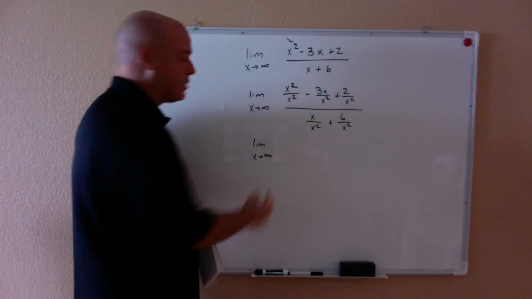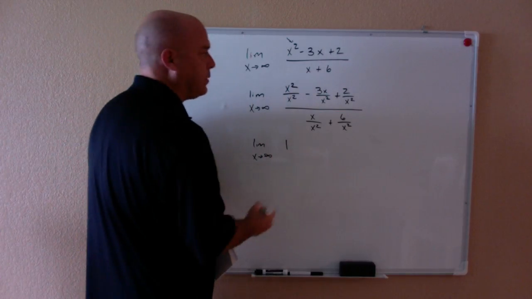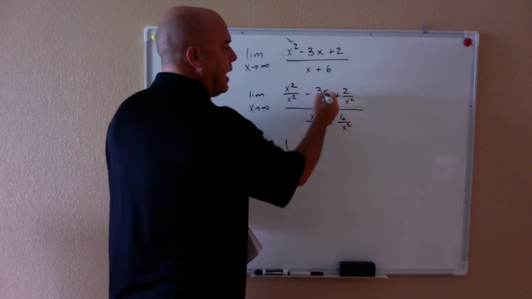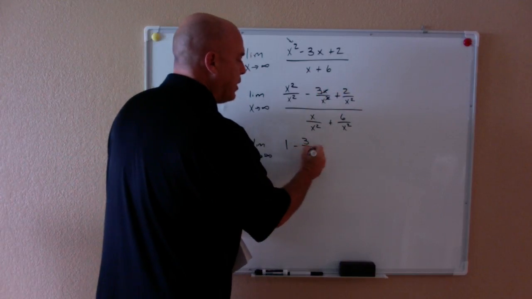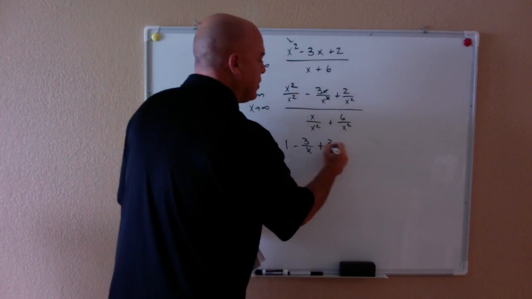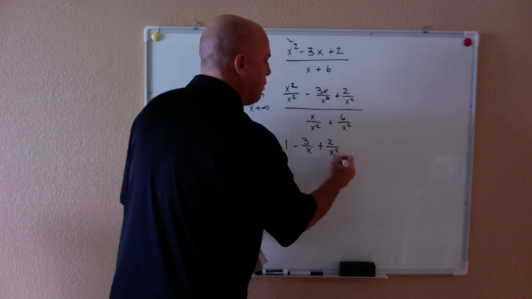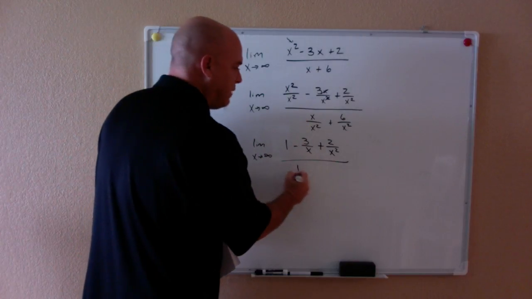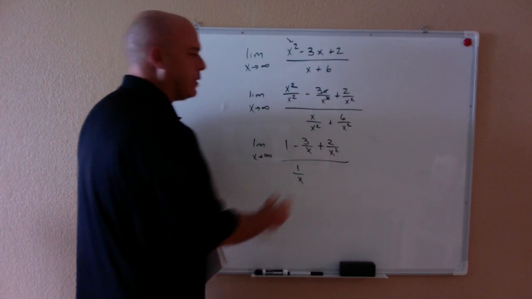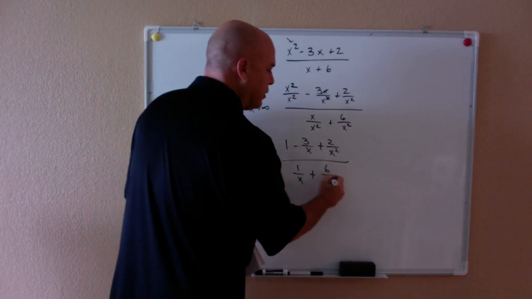x squared divided by x squared is equal to 1. In the second term, x will cancel one of these x's down here, leaving me with 3 over x. Nothing I can do with the next term, so it's going to stay 2 over x squared. Here, this x cancels one of those, leaving me with 1 over x, plus, and nothing I can do with this last one.